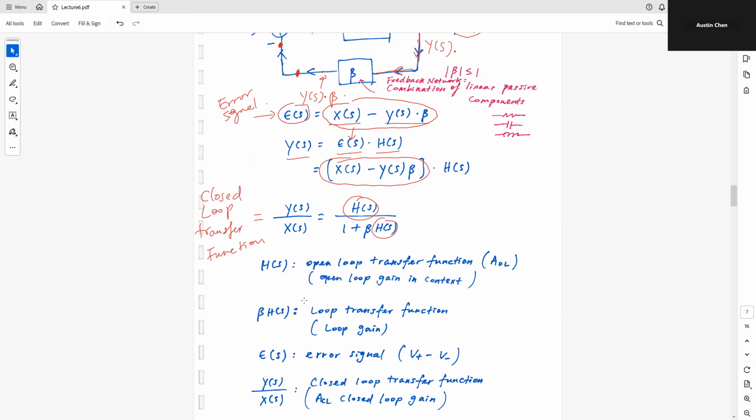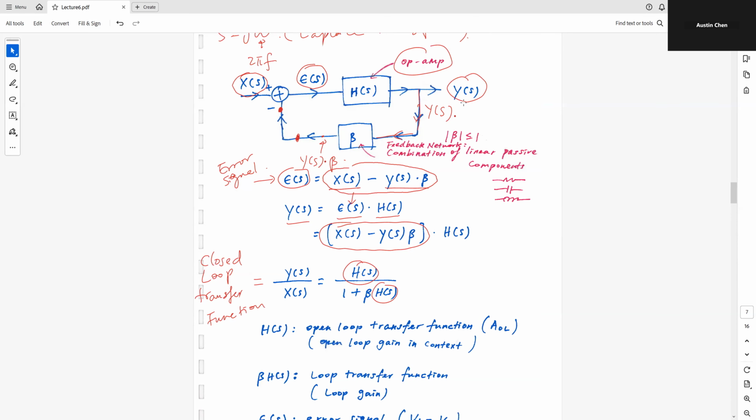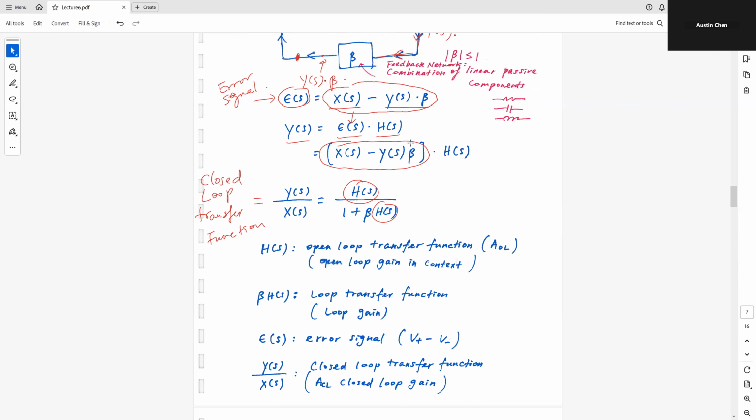And then lastly, I have my closed loop transfer function, and this is also called ACL, closed loop gain. Because when I take the ratio y of s over x of s, the loop is closed, right? So if I want to find the gain, I can say this is my ACL. Later on, we'll be using this term ACL in the examples for circuit analysis. But at a very general level, we'll just say this is equal to the closed loop transfer function.